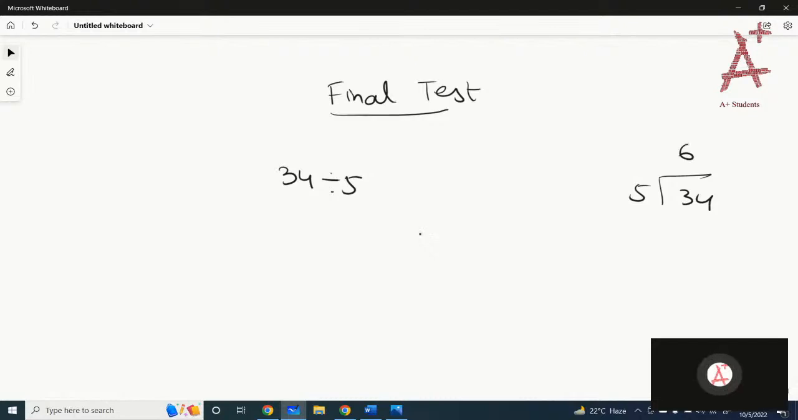So you can go for 5 times 6 is 30. And right after, 34 subtract 30 is 4. So just put a decimal point over here and a 0 over here. So bring the 0 down. So 5 times 8 is 40, and 40 subtract 40 is 0. That means the exact answer is 6.8. Got it? So select the correct option and click on the OK button.